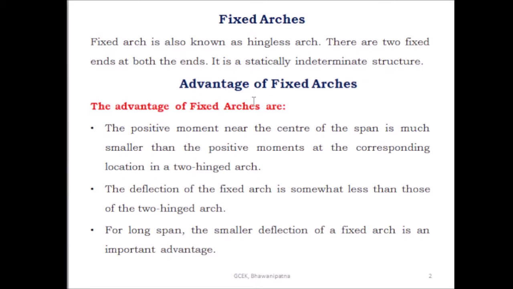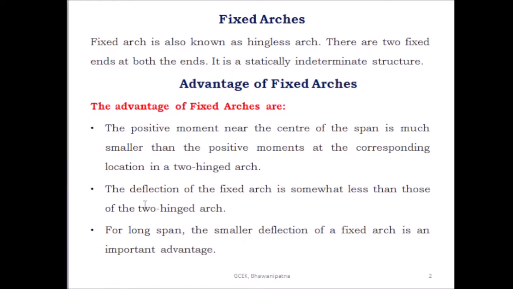Then, what are the advantages of fixed arch over two-hinge arch? The advantage is that the positive moment near the center of the fixed arch is much smaller than the positive moment at the corresponding location in a two-hinge arch. In the case of fixed arch, the positive moment near the center of the span is smaller than the positive moment at the corresponding section in the two-hinge arch. So this is one advantage.